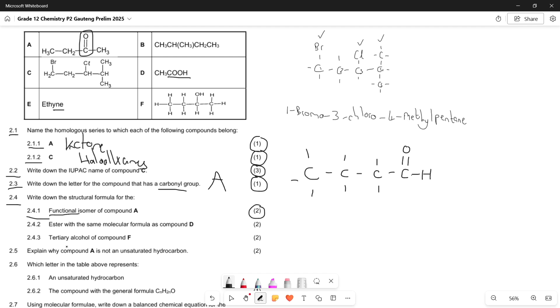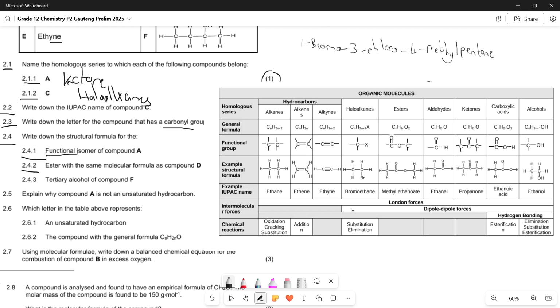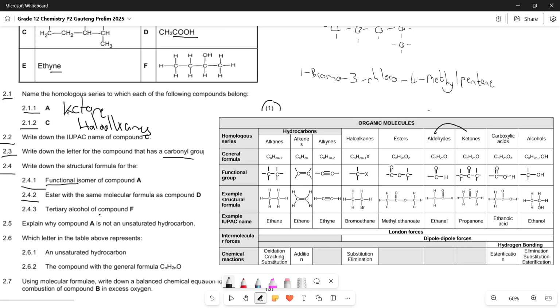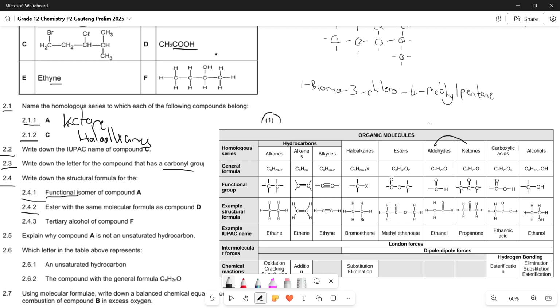So that just earned us 2 marks over there. And then 2.4.2 says, write down the structural formula for the ester with the same molecular formula as compound D. And just like we've done previously, aldehydes and ketones are one pair of functional isomers. And here we're talking about an ester with the same molecular formula as compound D. Compound D is a carboxylic acid, and we have to turn it into an ester.